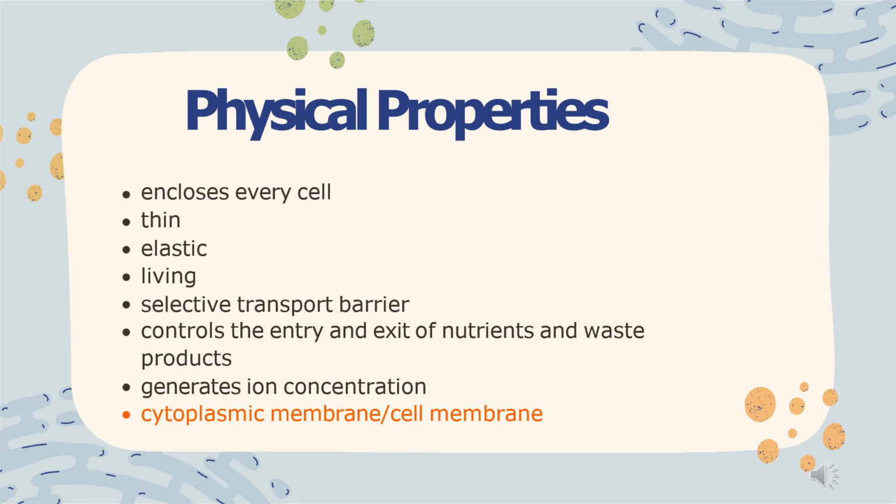Additionally, the plasma membrane plays a pivotal role in generating ion concentration gradients across the membrane. This is crucial for creating membrane potential, which powers processes such as nerve transmission, muscle contraction, and the uptake of nutrients. And, just to highlight, the plasma membrane is also known as the cytoplasmic membrane or cell membrane, as it encapsulates the cell, protecting its contents from external harm while allowing communication and interaction with its environment.